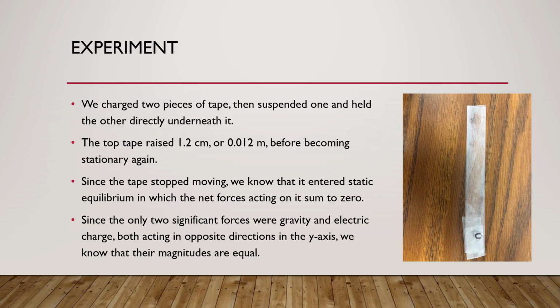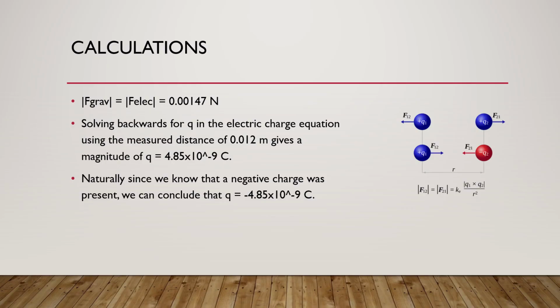Since the only two significant forces for this experiment were gravity and the electric force acting in opposite directions, and since the charges were the same, the electric force acted in the positive y direction and gravity, of course, acted in the negative y direction. We know that they have equal magnitudes. As we said before, their magnitudes are both equal to 0.00147 newtons.